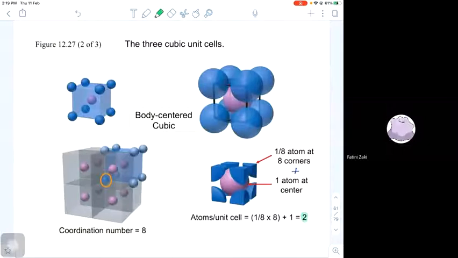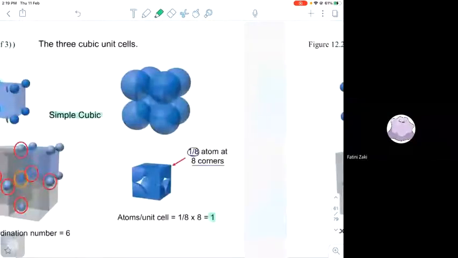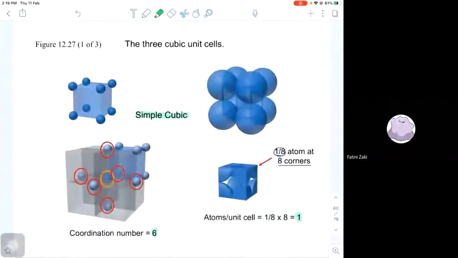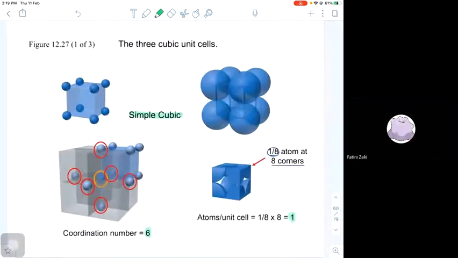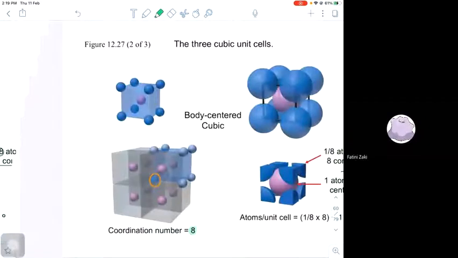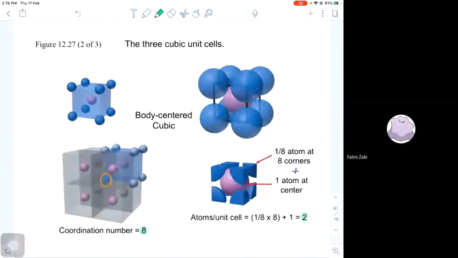Now look at the coordination number of this body-centered cube. The CN is 8, as for the simple cube, just now the coordination number is 6. It means that body-centered is more packed than the simple cube.